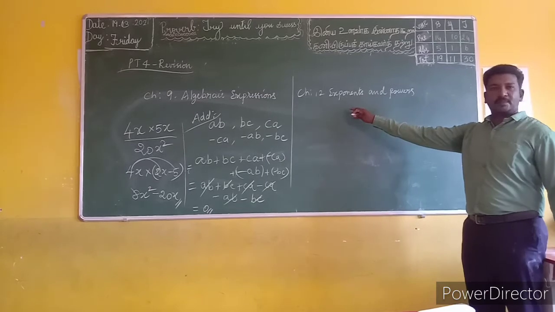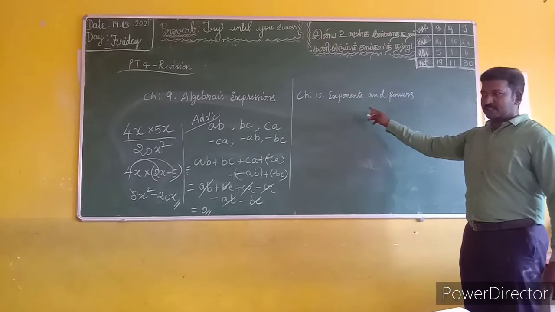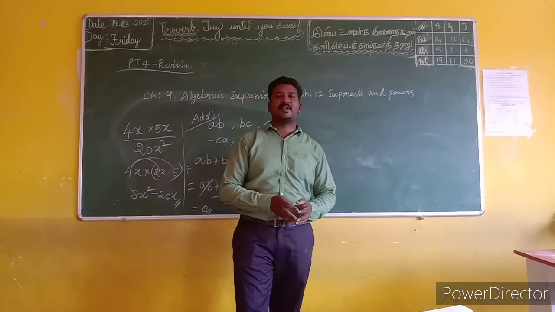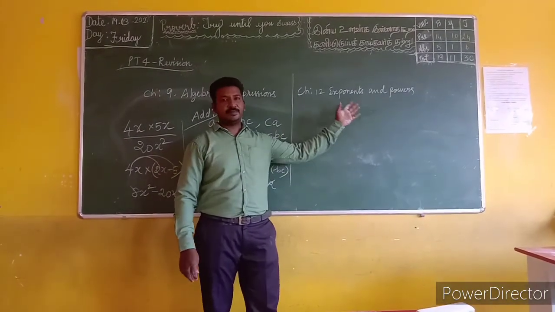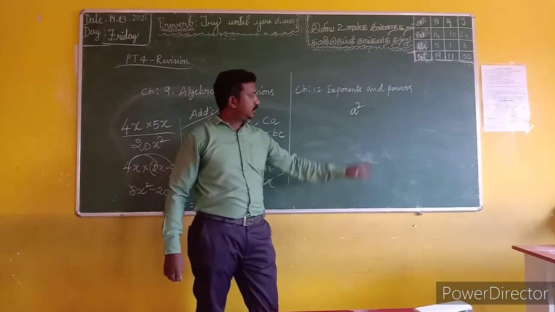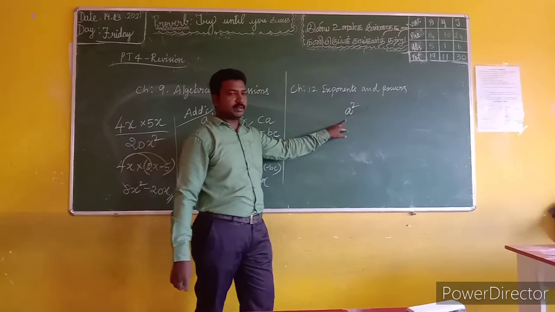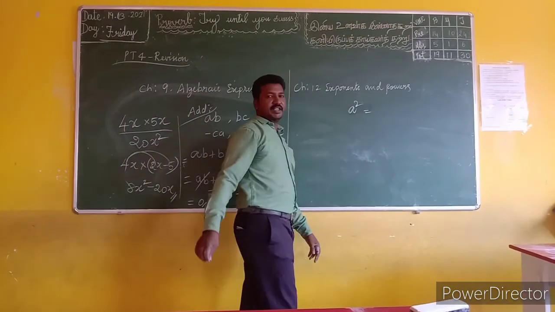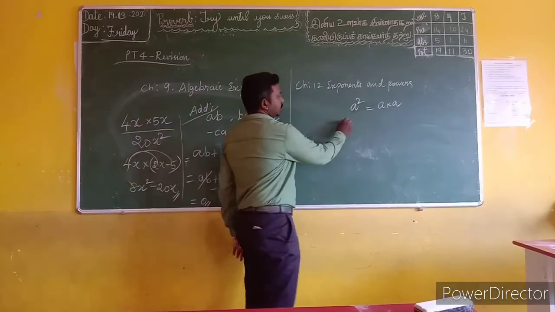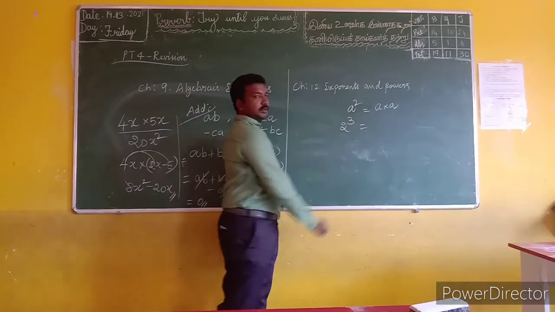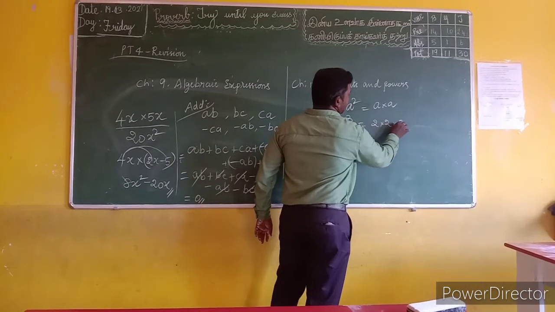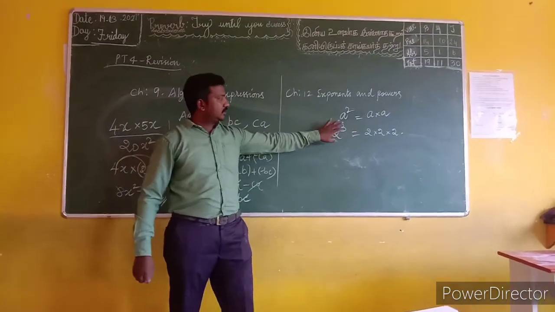Let's continue with chapter number 12, exponents and powers. Exponents is nothing but the large amounts and also very small amounts can be expressed in the form of exponents and powers. So what is the power? For example, a square. 2 is the power. a is the base. We can expand it like a into a. Likewise 2 square or 2 cube. We can expand it. 2 cube is 2 into 2 into 2. So this is called the powers.